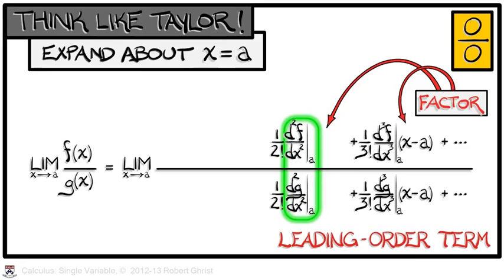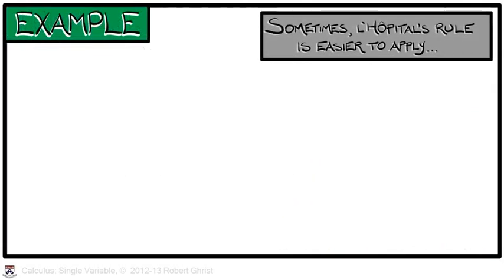Now you might wonder, what about the 1 over 2 factorial? Since it appears in both the numerator and the denominator, it doesn't matter. What really matters is the derivatives. Let's look at this in an example.